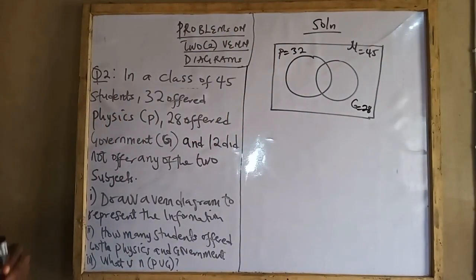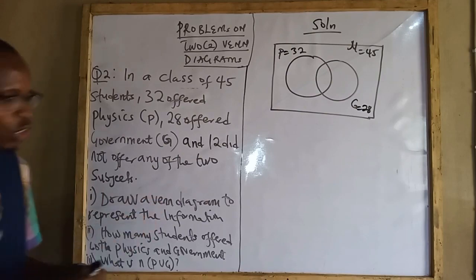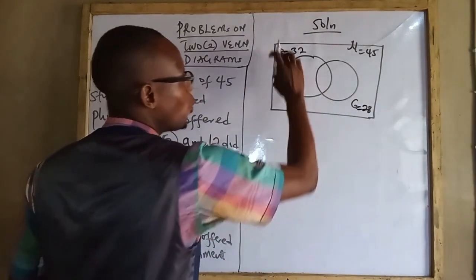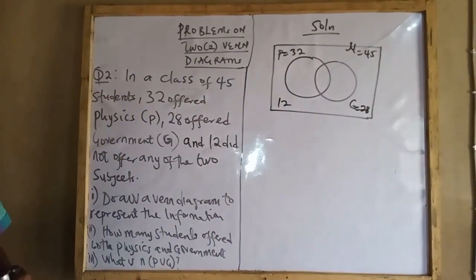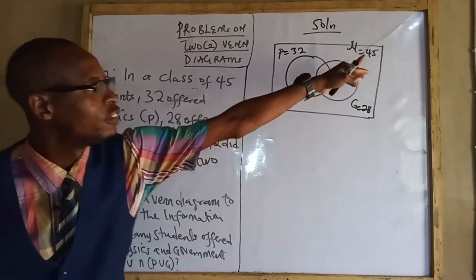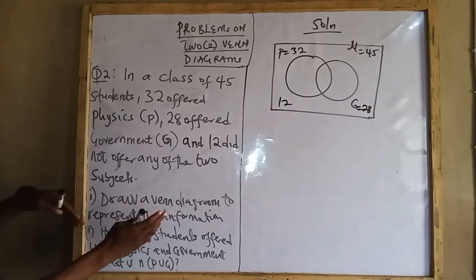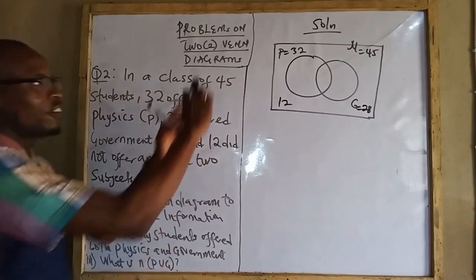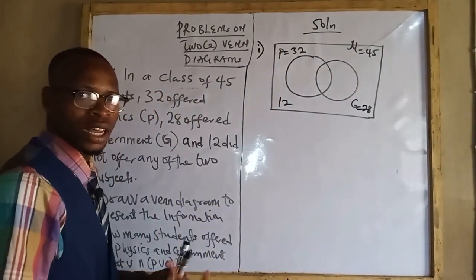And 12 did not offer any of the two subjects. Now, neither is going to be placed outside the circles, but within the rectangle, so I can place that here. That's the neither, because the summation of the neither plus the ones inside the circles will give the total events. Before we complete this, the first question says we should draw a Venn diagram to illustrate this information. So this is our Venn diagram. We have been able to answer the first question. I hope you are getting it.